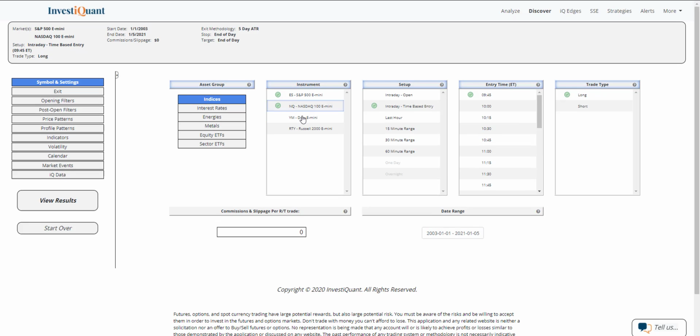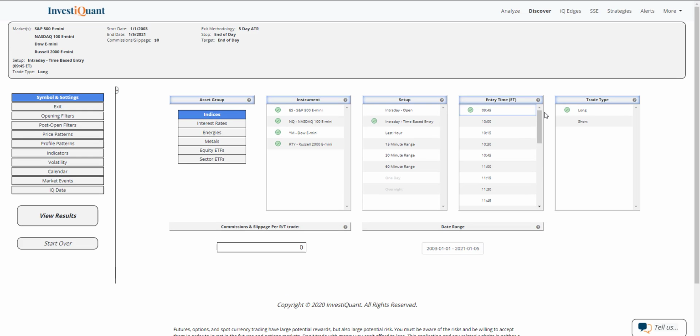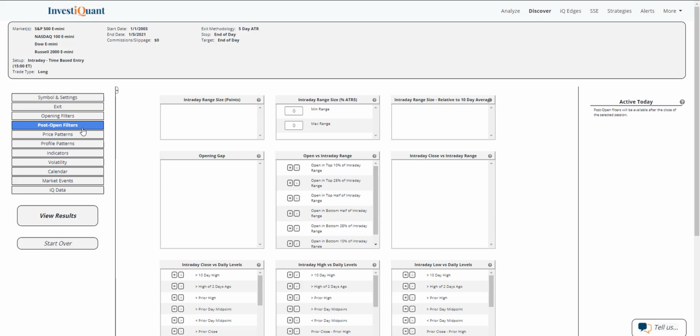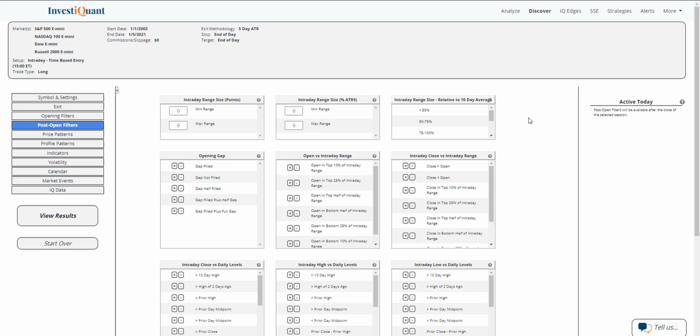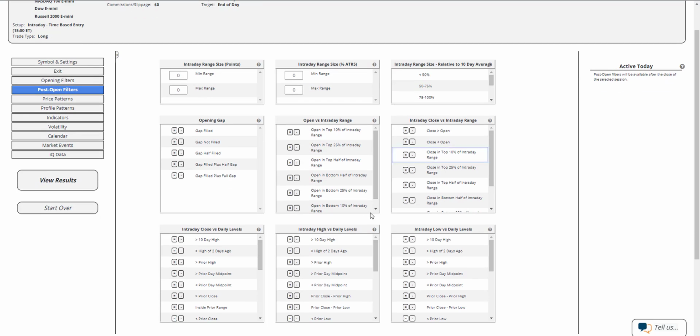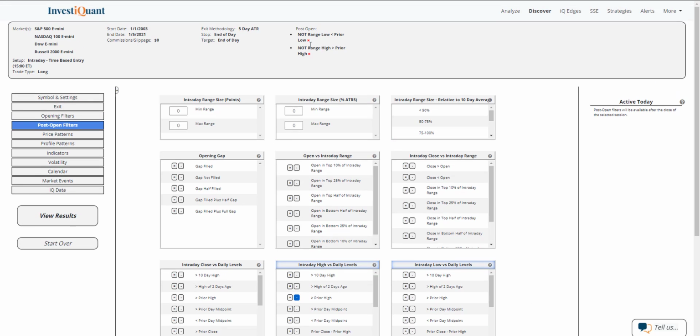We're going to be looking at all four instruments, and the setup's going to be based upon entering the market long at 3 p.m. Eastern Time. It'll exit at the close, which is 4:15 p.m. Eastern Time. Now for this pattern, we're going to be looking at an inside day, which I can create within the post-open filter section by saying the intraday high as of 3 p.m. Eastern Time is less than yesterday's high, and the intraday low as of 3 p.m. Eastern Time is not less than yesterday's low. So I put those two exclusions there, making those not statements. That creates an inside day pattern.